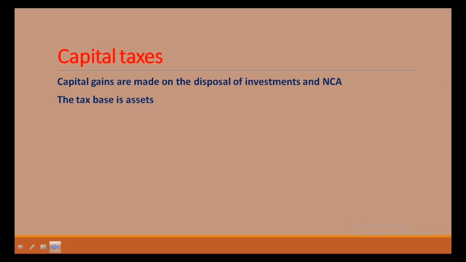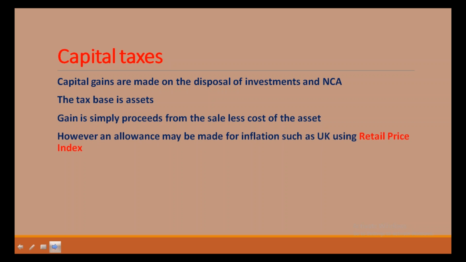So the tax base here is the asset. In the income tax, the tax base is the profit, but here the tax base is the asset. What was the value of the asset when you bought it? What is the value of the asset when you sold it? What is the difference? On that you have to pay taxes. So it's simply the proceeds from the sale less the cost of the asset. That's the very simple one, but there are little adjustments. We will talk about it. There may be an allowance for inflation, but let's not get confused with that one for the moment.